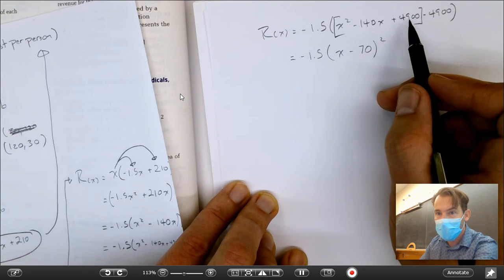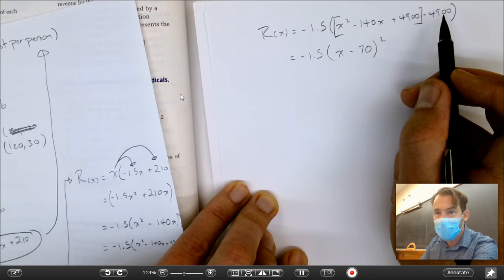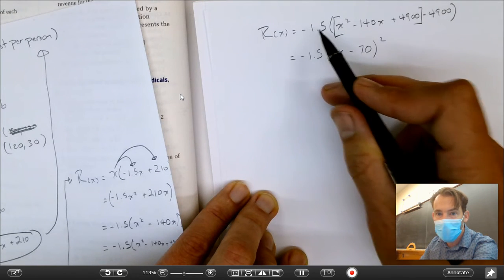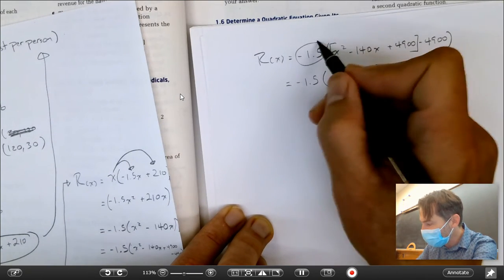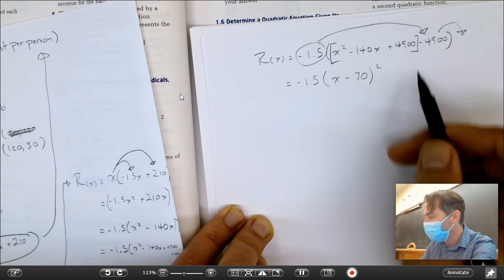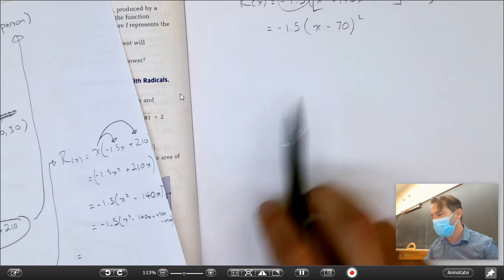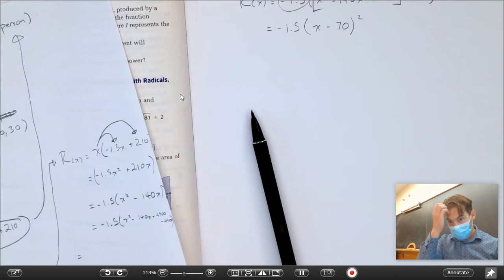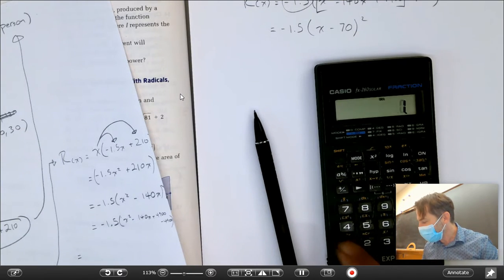Okay, and then I have the plus 49,000 is already in there. But now I have to take this negative 4,900, multiply by this a, and bring that outside. Okay, I have to remember that up here, I'm taking this number and I'm multiplying that one. So as I bring this outside of the bracket, I have to do a multiplication. So 4900 multiplied by negative 1.5 is 7,350. Check your work with a calculator.